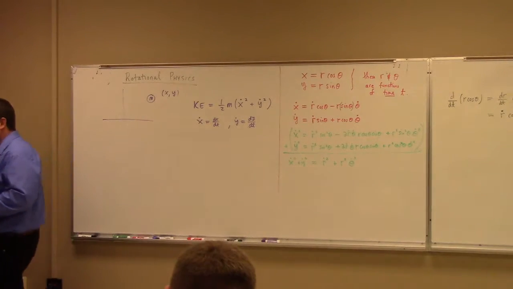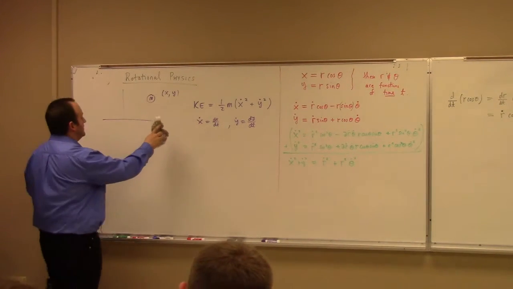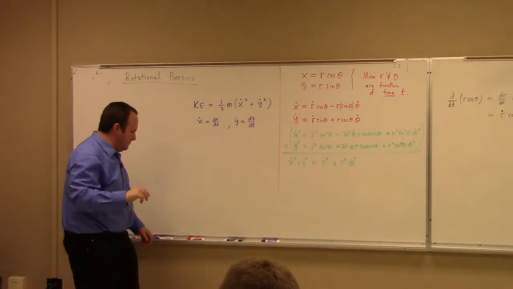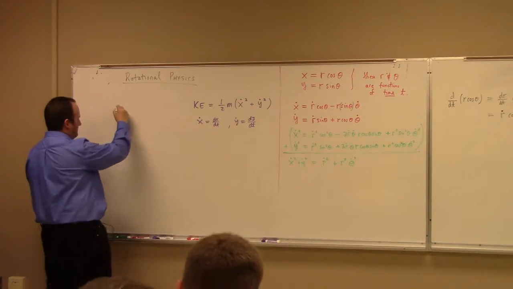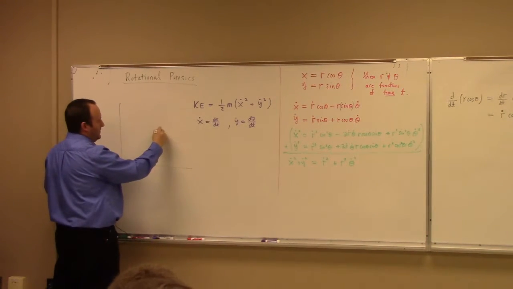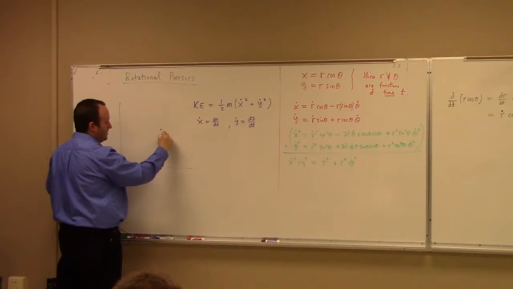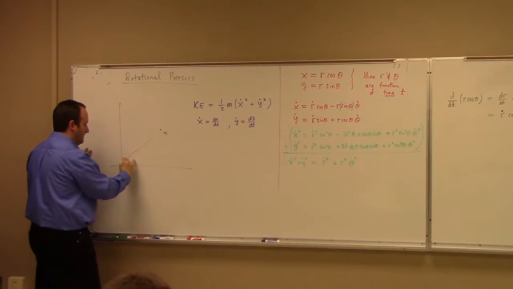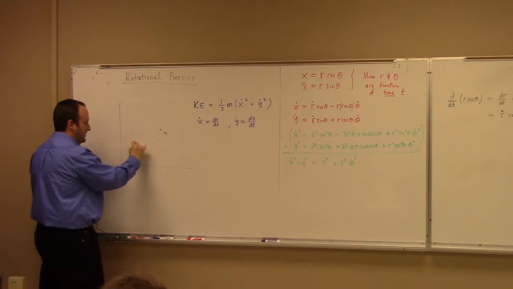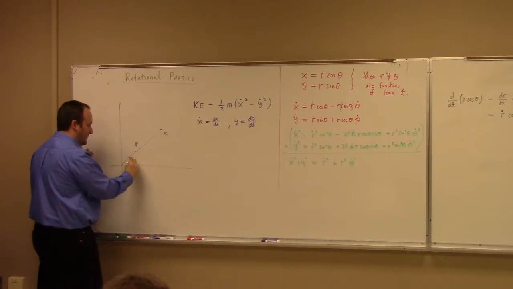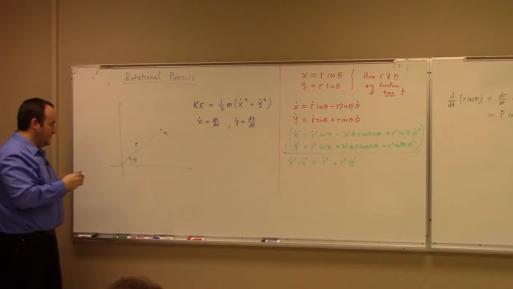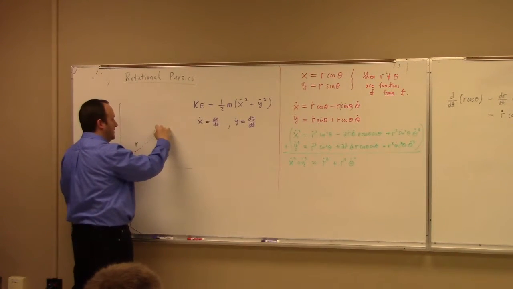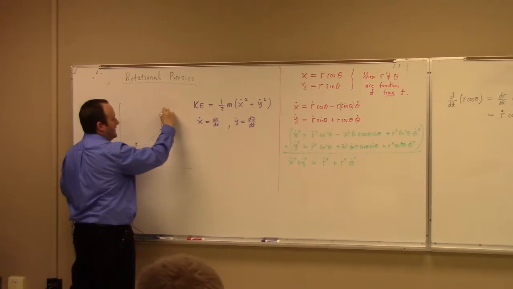Let me try to draw a picture to better explain the meaning of what's going on here, guys. So here's my particle out here, m, right? And so you've got two things: its radial distance, that's supposed to be a straight line, sorry, and theta measured counterclockwise. If you draw the velocity vector of this particle, it looks maybe something like this. Could be a lot of different things.